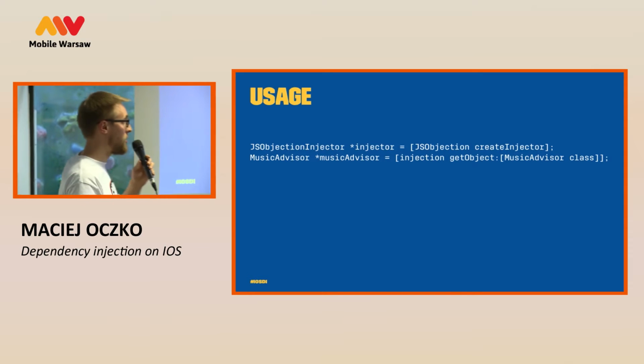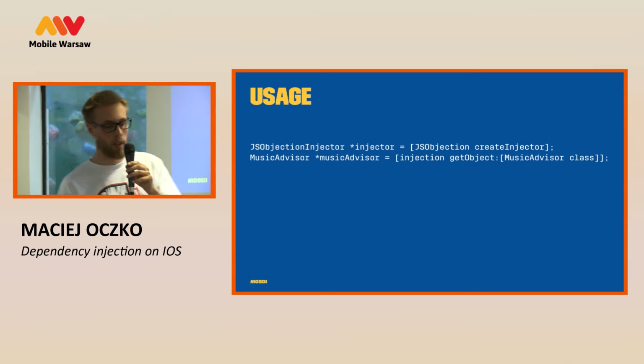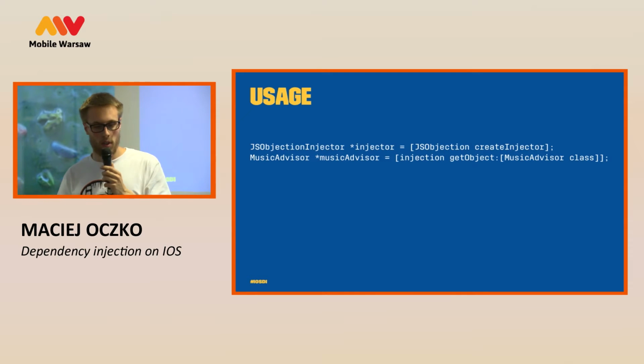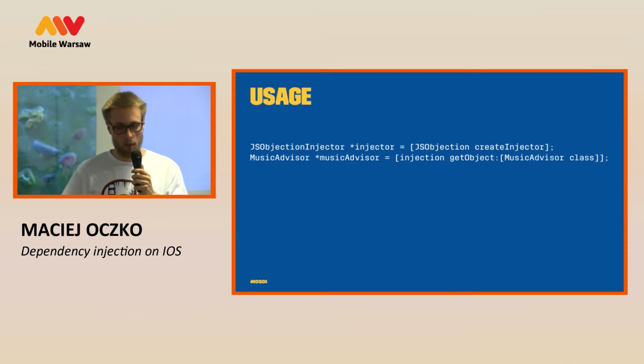And the usage is super simple. You just create an injector, you just get an object of the desired class. What you need to know is that Objection uses a default initializer, which is init, right?